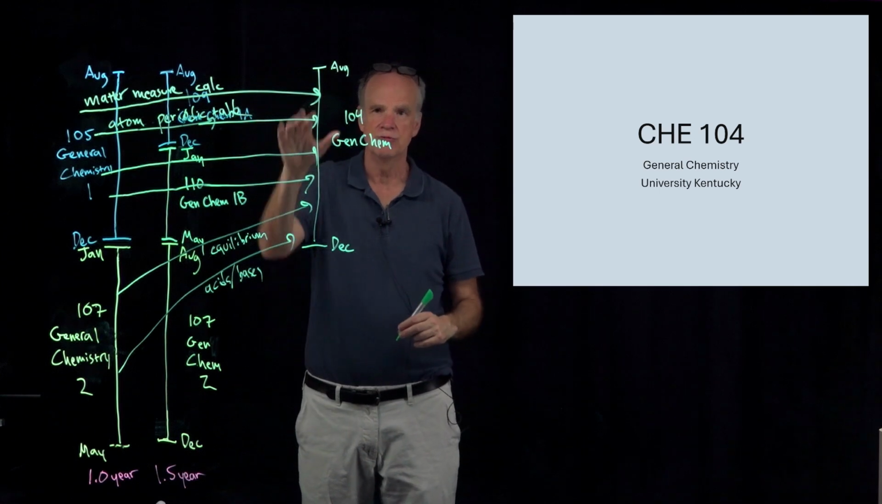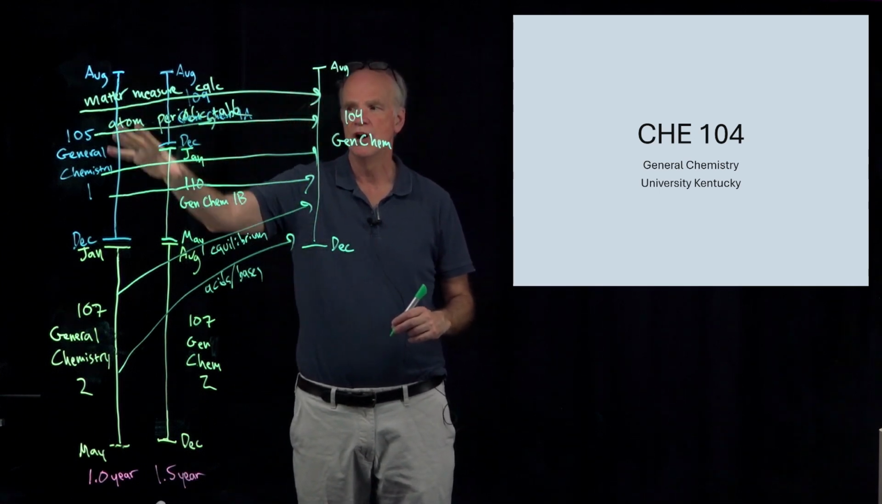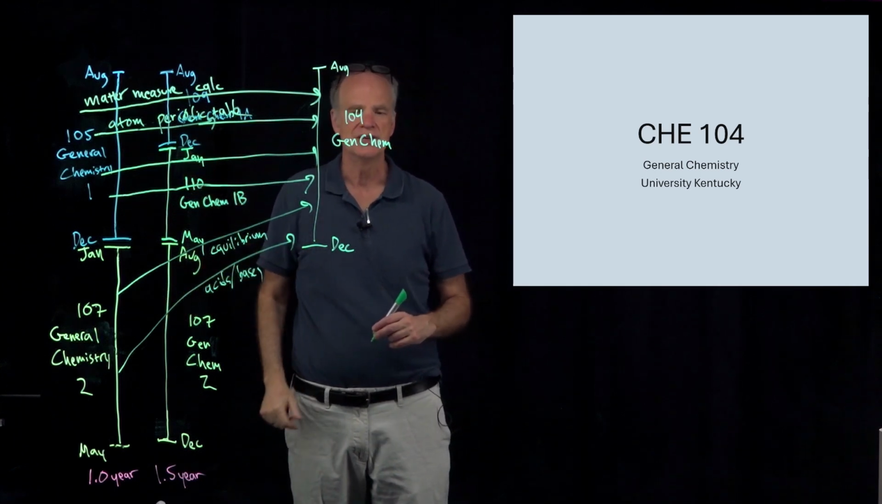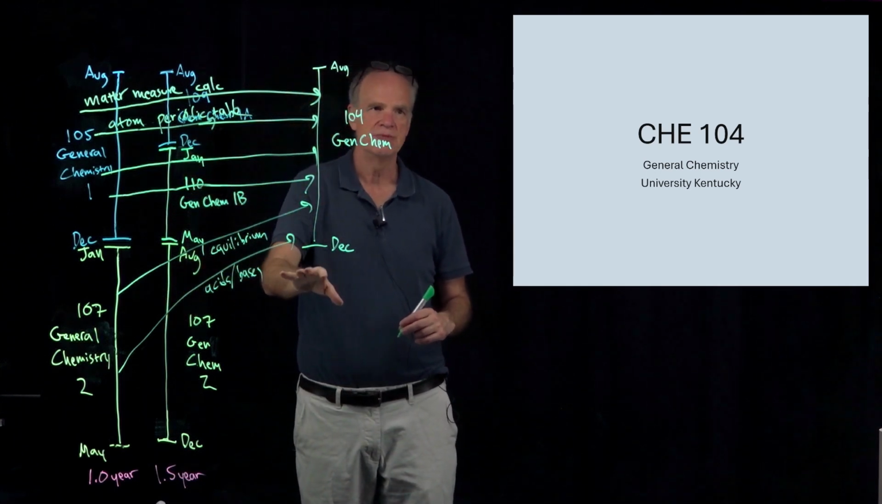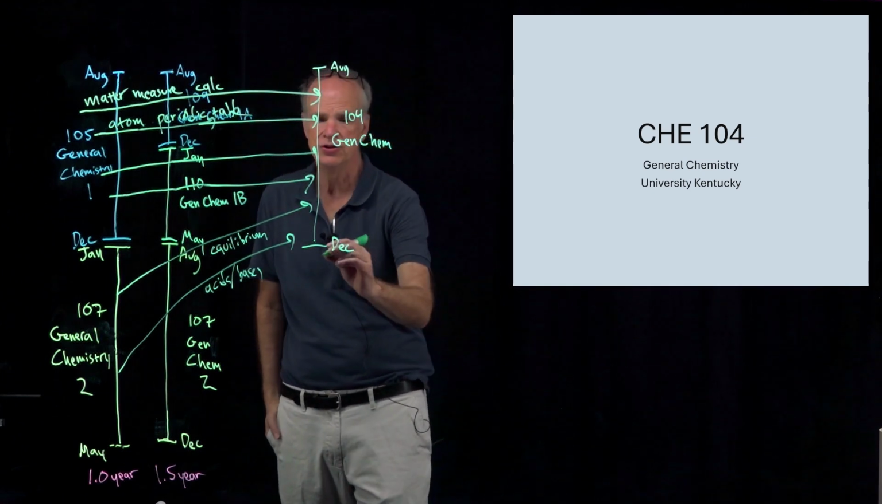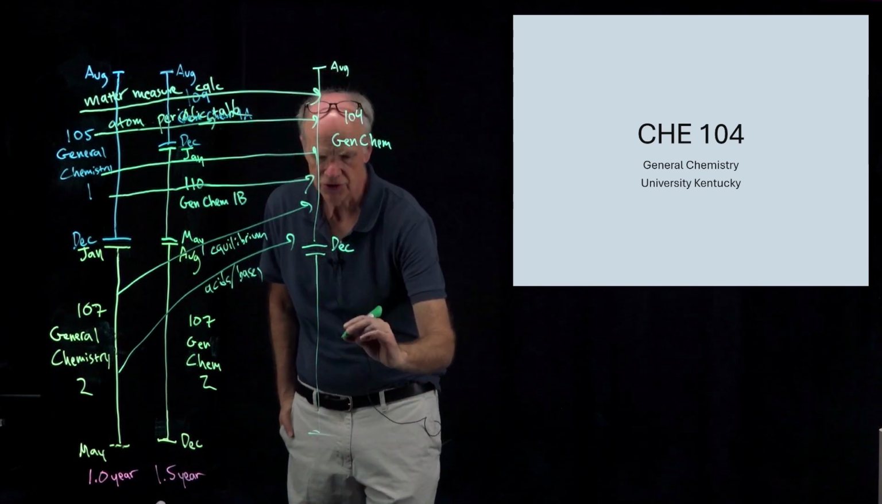So again, what 104 covers is mostly highlights from 105, 109, 110, and a few points in 107. Now, we do this in one semester, and if you wanted to continue in this track, you can take a second course, which is Chemistry 108.